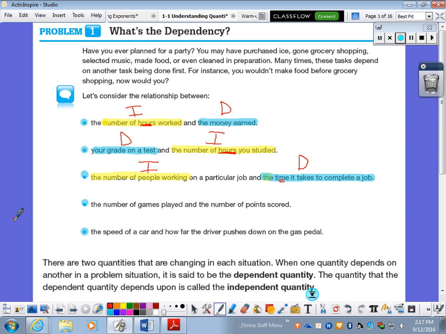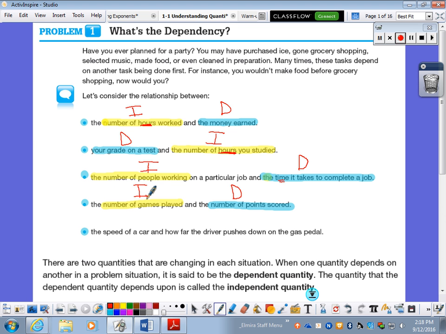The number of games played and the number of points scored. Well, the number of points scored depends on how many games you play. The more games you play, the more points you will get. You play the games and then you add up all your points. So you think of it chronologically. There's no time in that one.